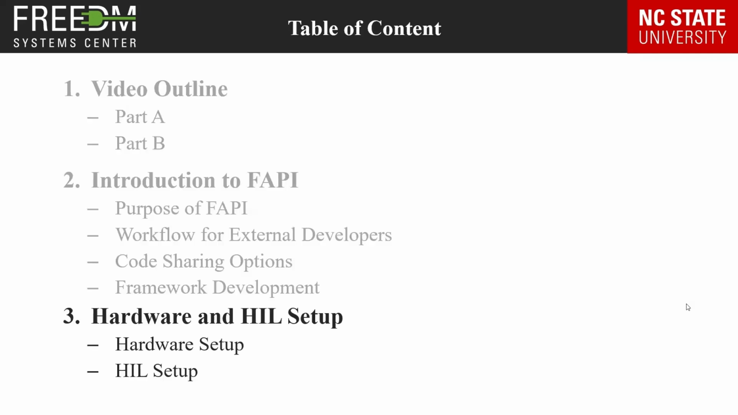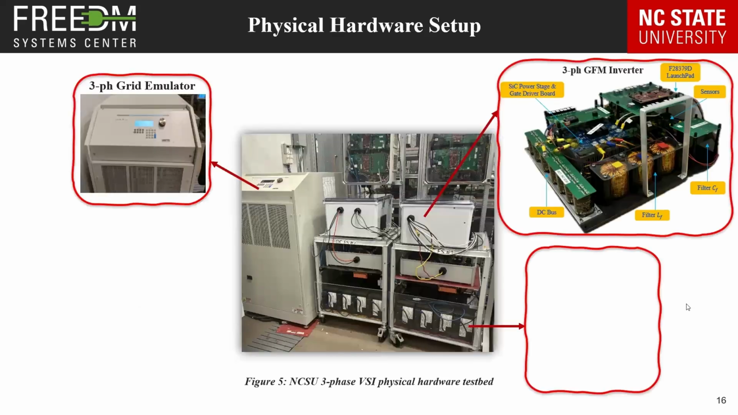Now I will show you what the hardware and the hardware-in-the-loop setup look like. This is the physical NCSU three-phase VSI hardware setup with all its components. It includes the three-phase GFM inverter, the energy storage, the three-phase grid emulator, and the resistive loads and chokes.